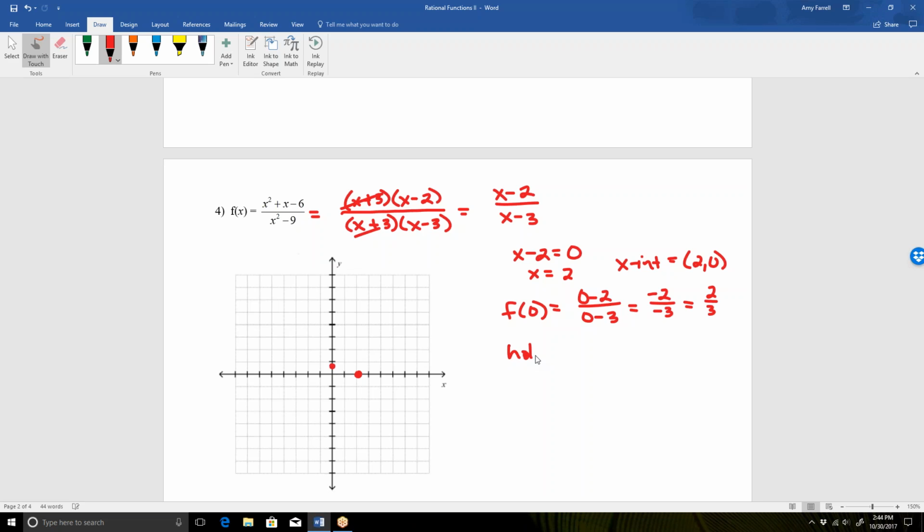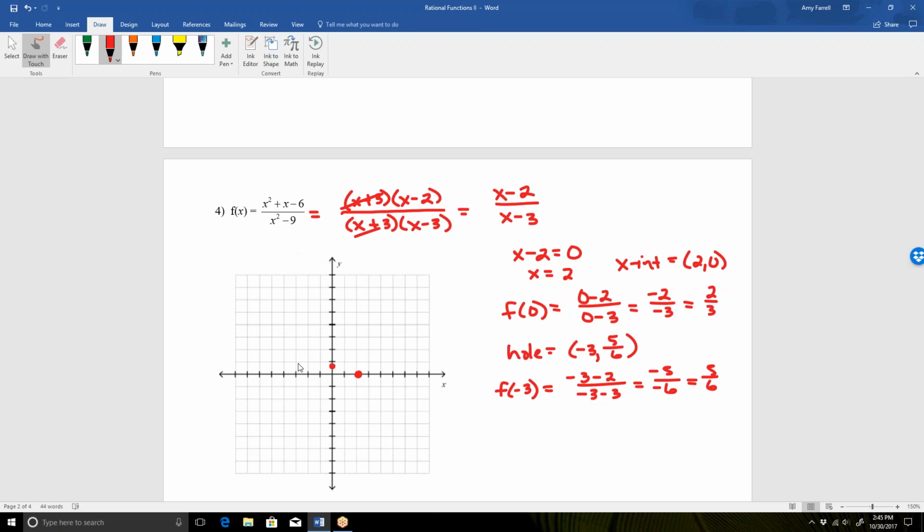There is a hole. We do have a hole. The hole occurs at negative 3. That's our x coordinate of the hole. I can tell that because if you look at the common factor that we canceled, it was x plus 3. So if you set x plus 3 equal to 0, you get negative 3. Now the y coordinate of the hole is found by plugging negative 3 into the reduced function. And I get negative 5 over negative 6, which is 5 over 6. So we have a hole at negative 3, 5 over 6. So 1, 2, 3, 5 over 6.